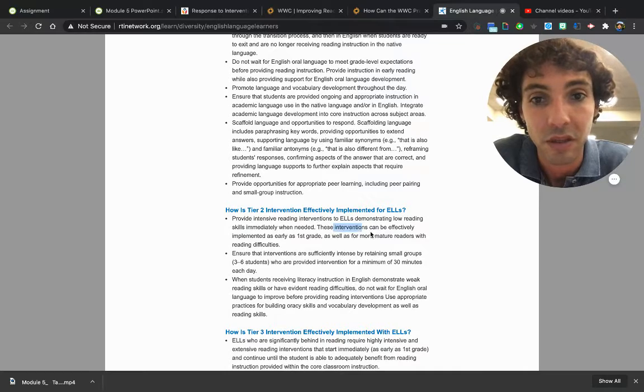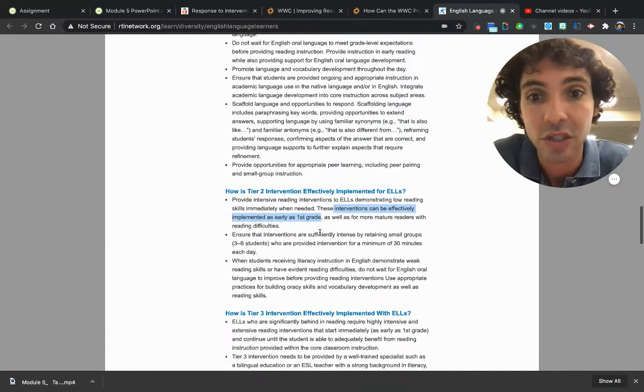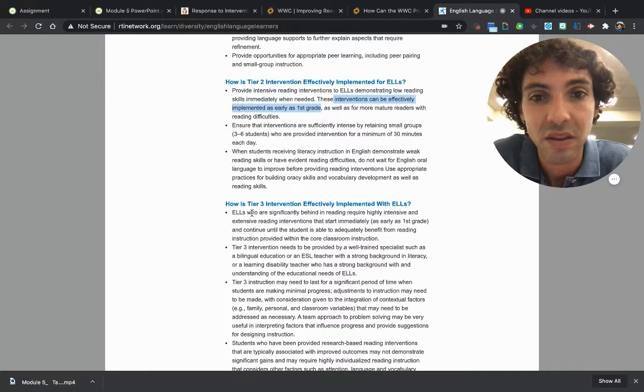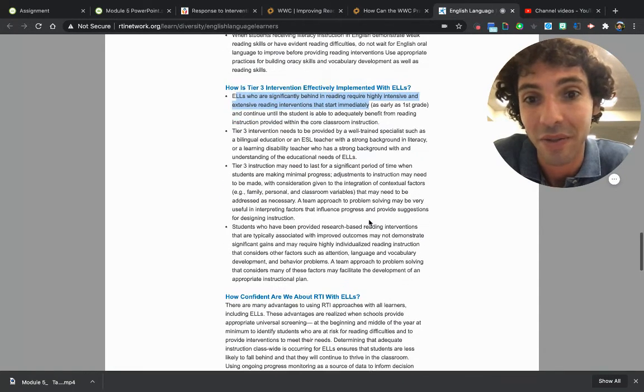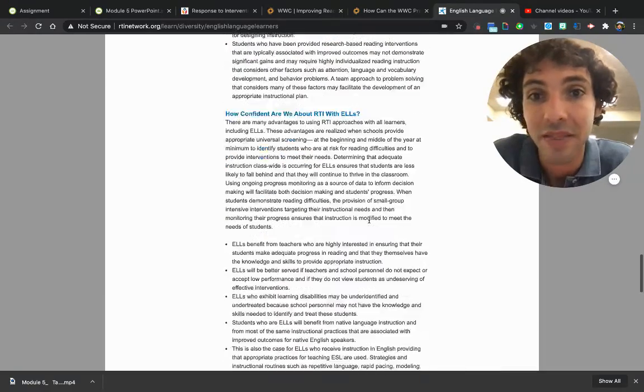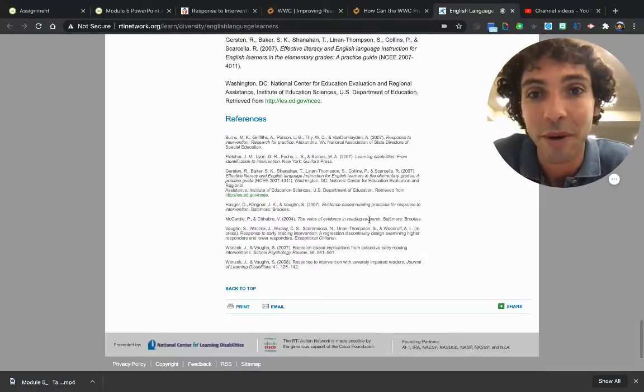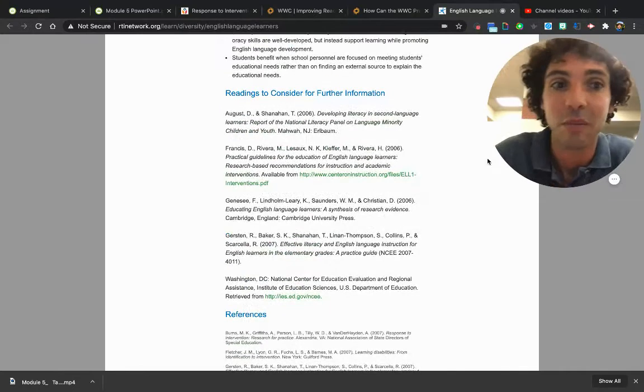The interventions can be implemented at younger ages. And finally, Tier 3 are ELLs who are significantly behind in reading. That requires high intensive and extensive reading interventions. So basically, the more support they need, the higher the tier. And that's what this module was about. You can read into more details to find more.